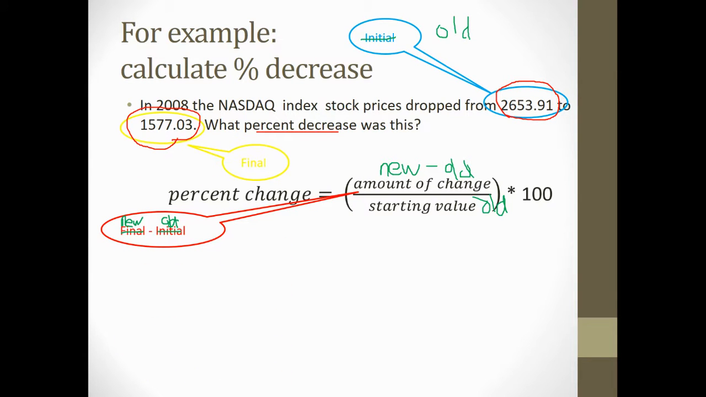Okay. My starting value is where I started from. Sorry, this is where I stopped, not where I started. This is where I stopped. This is my new value. So I ended up at 1577. I started at 2653, so I went from 2653 to 1577. I'm going to do my new minus my old. My new is the 1577.03 minus the old, and I'm going to divide by the old.